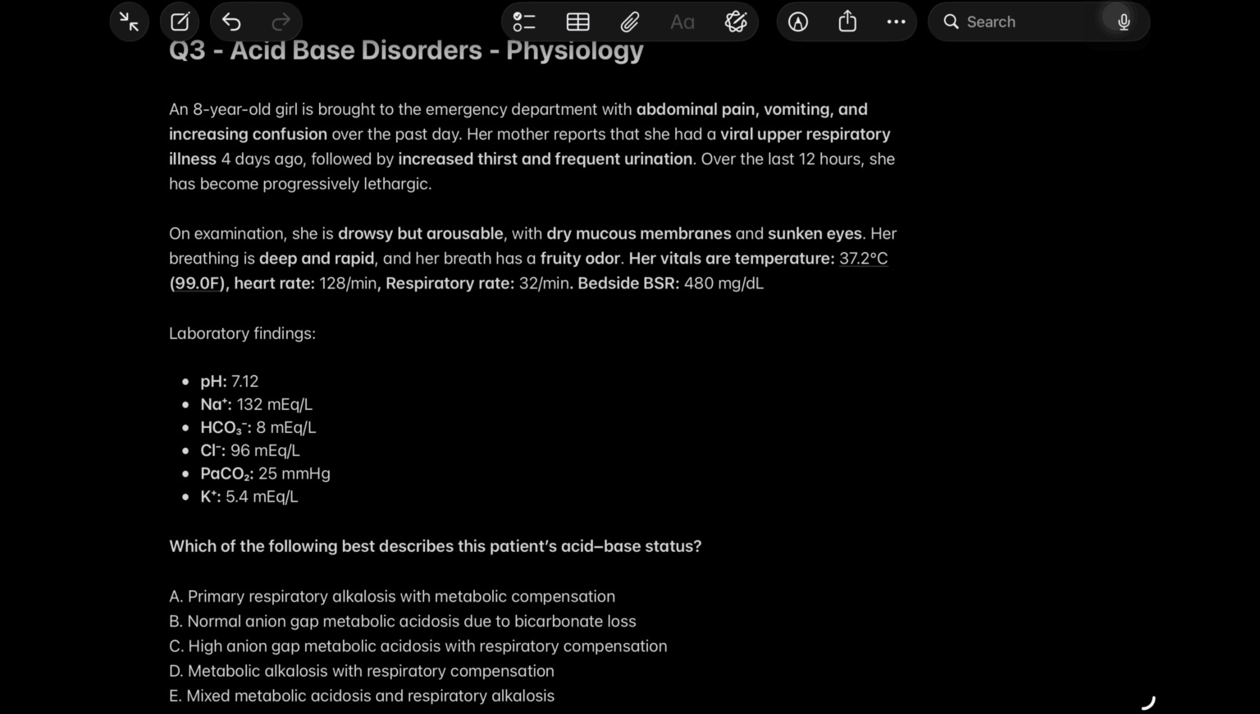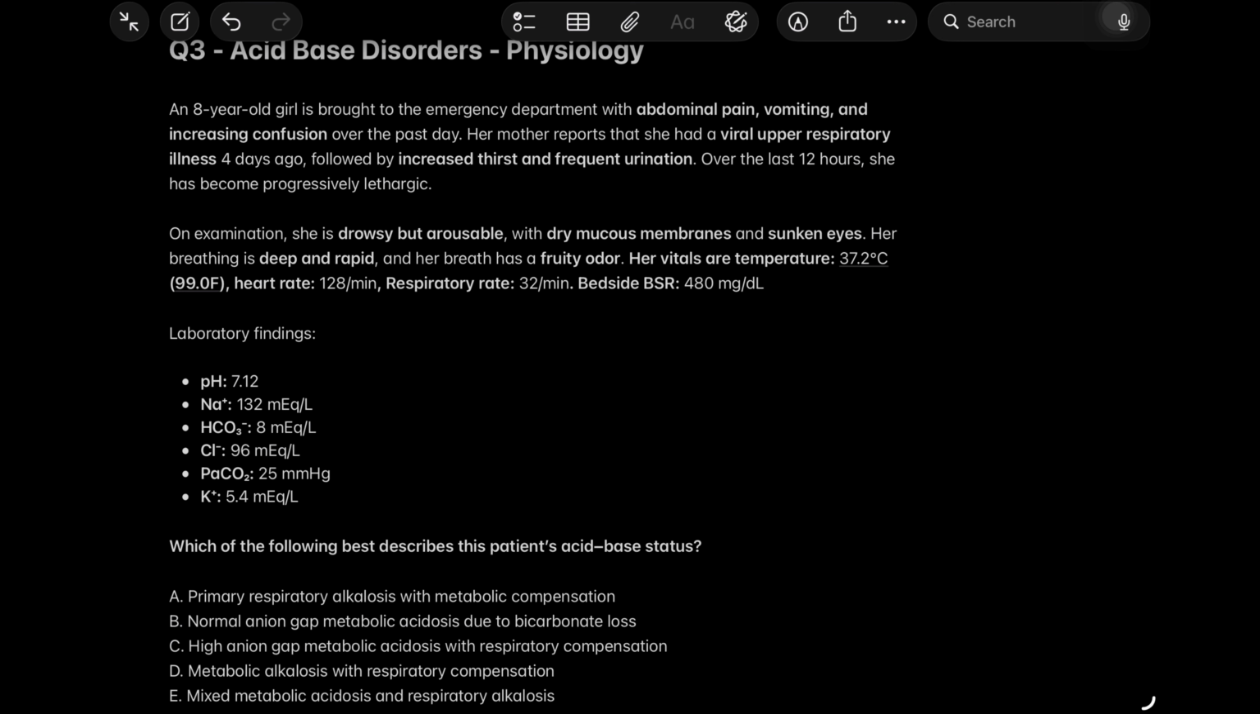Moving on to the laboratory findings, she has a pH of 7.12, the normal being within 7.35 to 7.45, a sodium level of 132 milliequivalents, the normal being between 136 to 146, a bicarbonate of 8, the normal being between 22 to 28, a chloride level of 96, the normal being between 95 to 105, a partial pressure of carbon dioxide of 25 millimeters of mercury, the normal being within 33 to 45 millimeters of mercury, and a potassium level of 5.4, quite high, the normal being between 3.5 to 5.